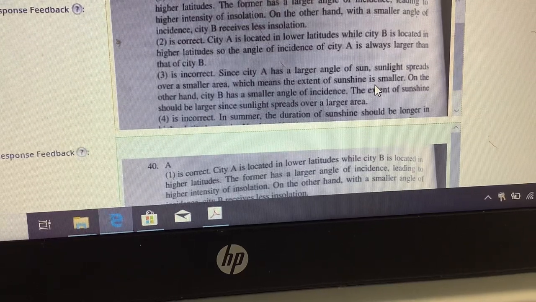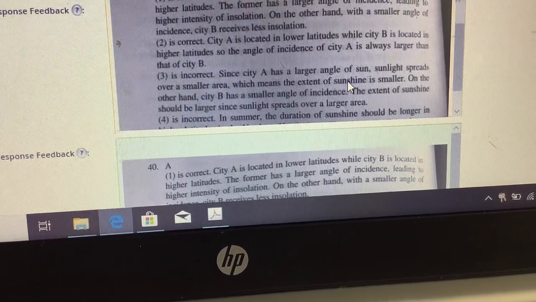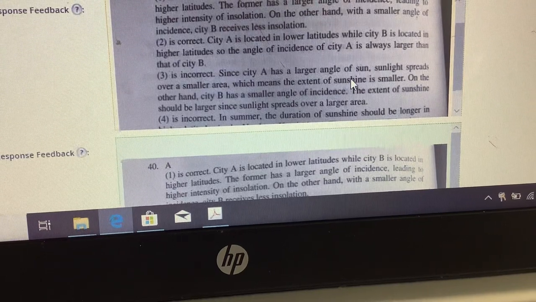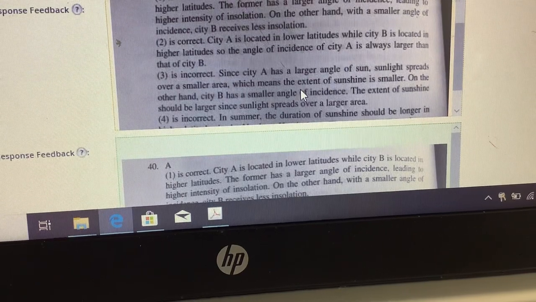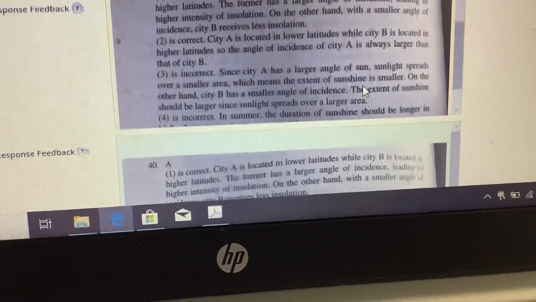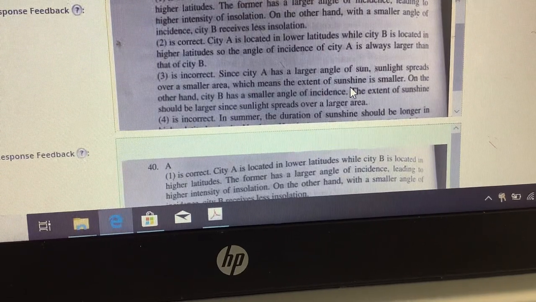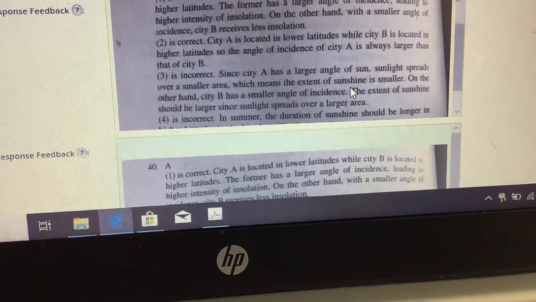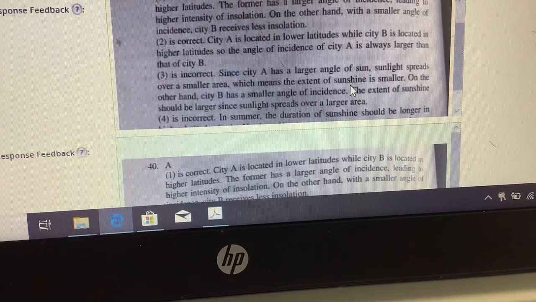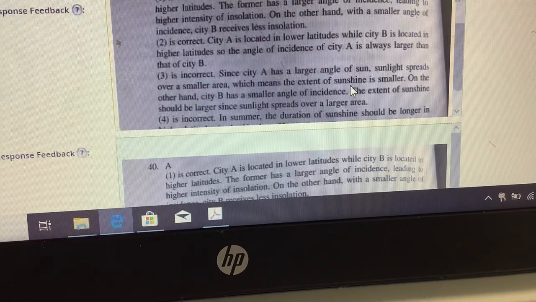Yes, true, true, true, true. Because in the low latitude, the sunlight is more concentrated in a smaller area, which is what this extent is talking about. I thought this was the way how far the sunshine is going. My English is no good. Extent of sunshine is talking about the area of sunshine. This one is right. Larger extent of sunshine means the sunlight is more scattered in a larger area.